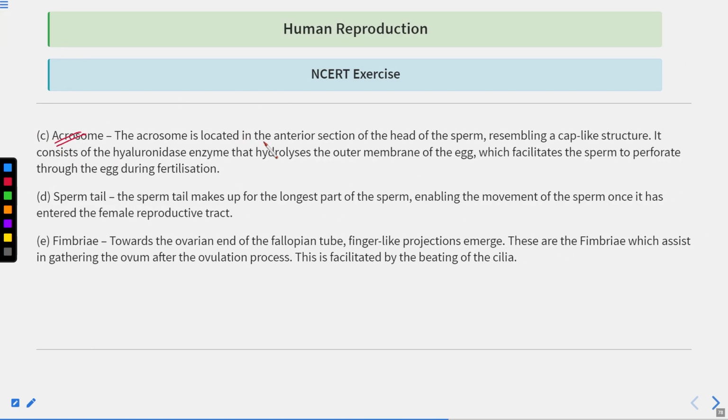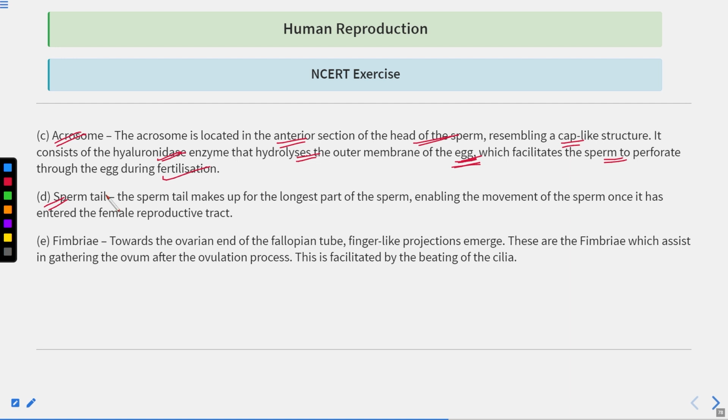Now, what is acrosome? Acrosome is located at the anterior section of the head of the sperm. It resembles a cap-like structure and contains the enzyme hyaluronidase. And what is the function of this enzyme? It hydrolyzes the outer membrane of the egg. The sperm interacts with the zona pellucida of the ovum, and these enzymes break down this membrane and help in the process of fertilization. This enzyme helps the sperm to perforate the egg during fertilization.